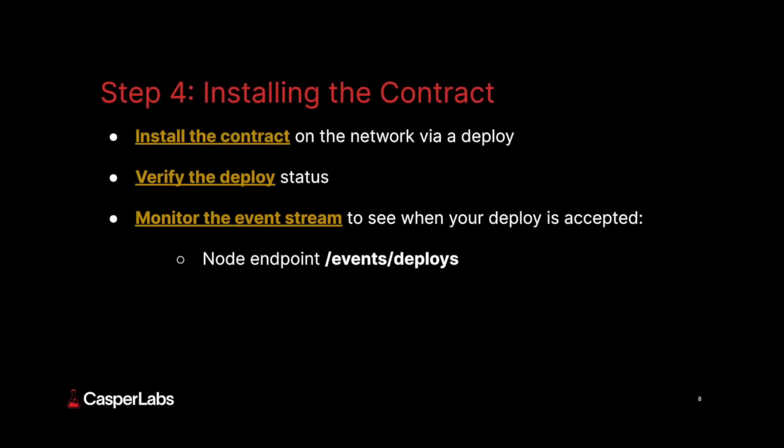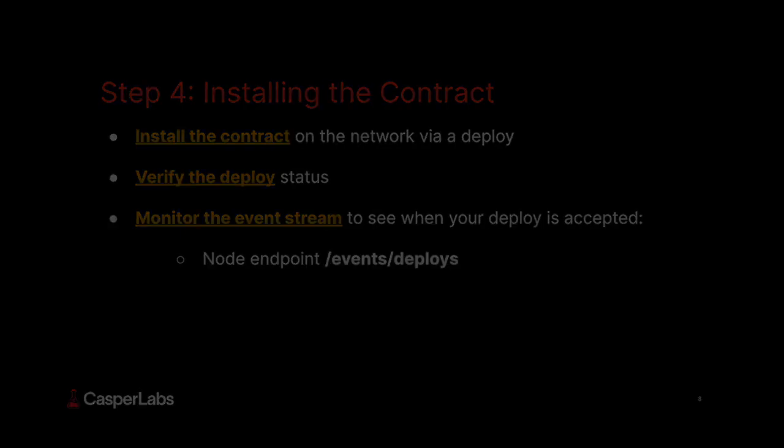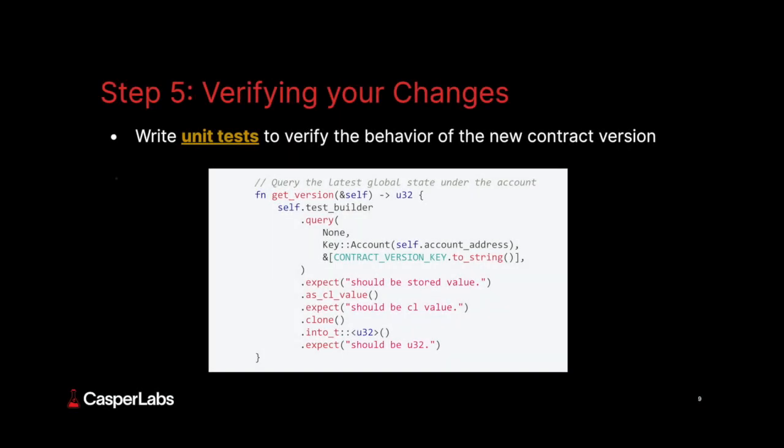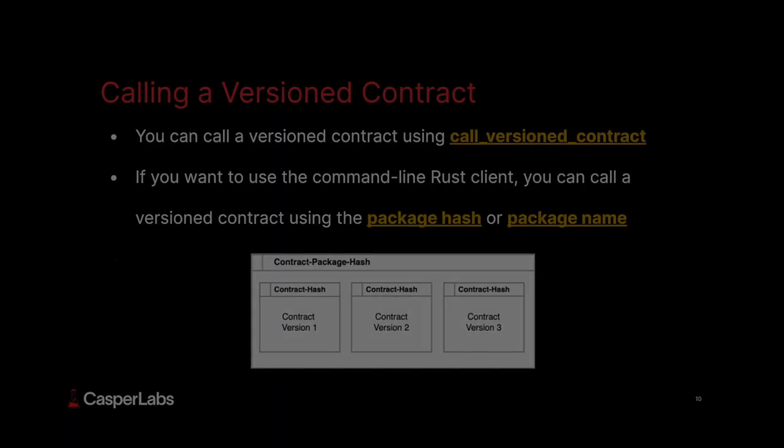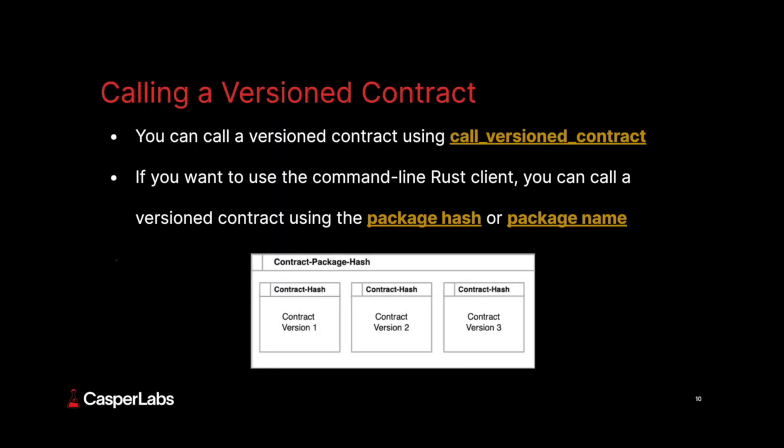Once we are ready, we could install the contract on the network via a deploy and verify the deploy status. You can monitor the event stream to see when your deploy is accepted. Next, we would verify the behavior of the new contract. The Casper unit testing framework can help with writing these unit tests. Here are a few details about calling your contract.